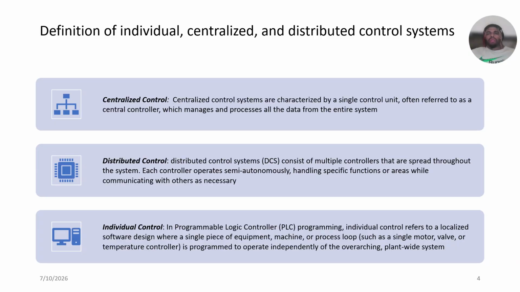Centralized control systems are characterized by a single control unit, often referred to as a central controller, which manages and processes all the data from the entire system. Distributed control systems consist of multiple controllers that are spread out through the system. Each controller operates semi-autonomously, handling specific functions or areas while communicating with others as necessary.